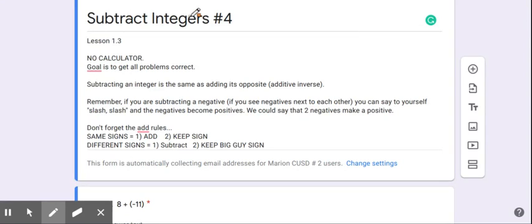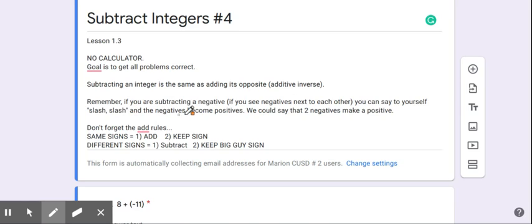Okay, I am here in Subtract Integers number 4 Google form. This is on lesson 1.3, no calculator on these problems, and your goal is to get them all correct. Remember that subtracting an integer is the same as adding its opposite, or its additive inverse.